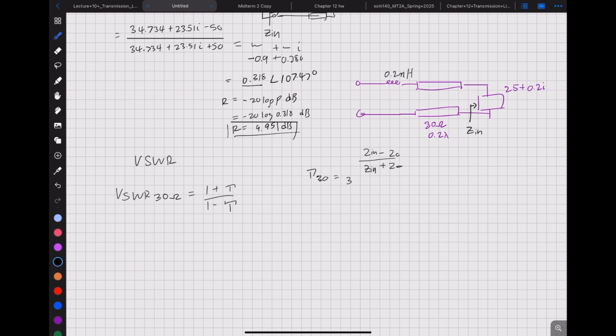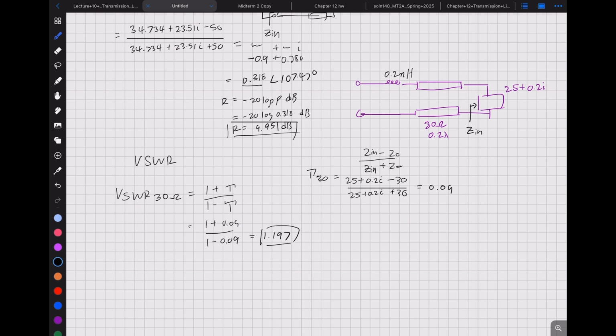So we're going to have 30. We're going to have our 25 plus 0.2i minus 30, and then 25 plus 0.2i plus 30. We're going to end up with a 0.09 gamma. And VSWR, you plug that in, 1 plus 0.09 over 1 minus 0.09. We're going to end up with a number of 1.197.